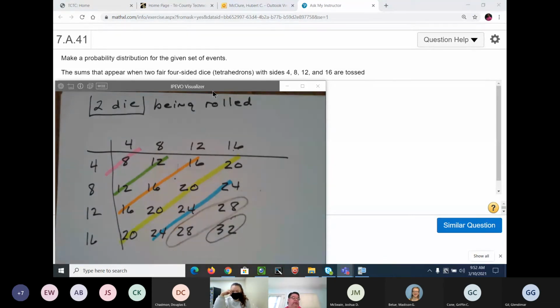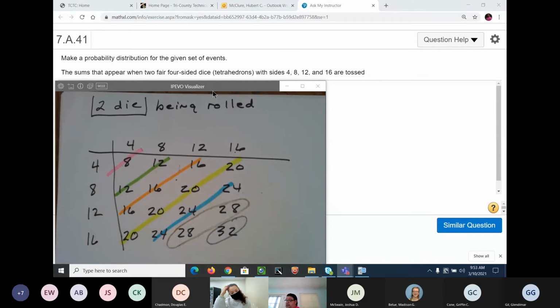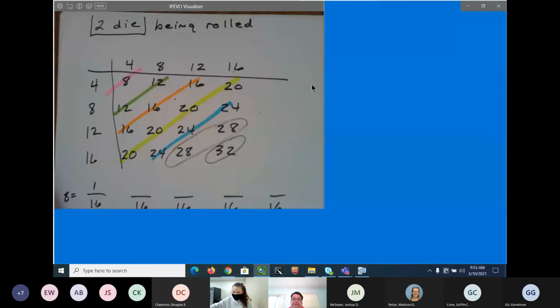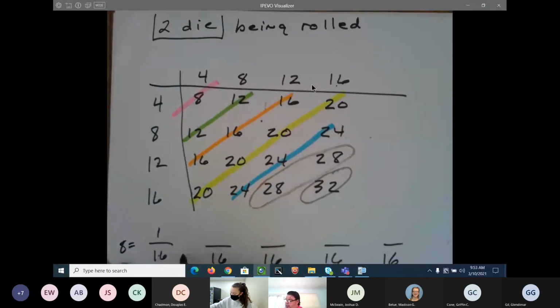Now, I think y'all can do the rest. Let me ask you a question. What's your denominator? How many possibilities do you have? Well, what's 4 times 4? 16. Okay, so your denominator for all of your probabilities is going to be 16. So how many 8s do we have? Well, 1 out of 16. How many 12s do we have? Well, there's 2 out of 16, which is equal to 1/8.